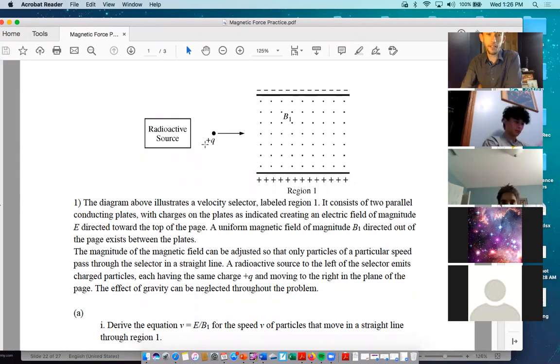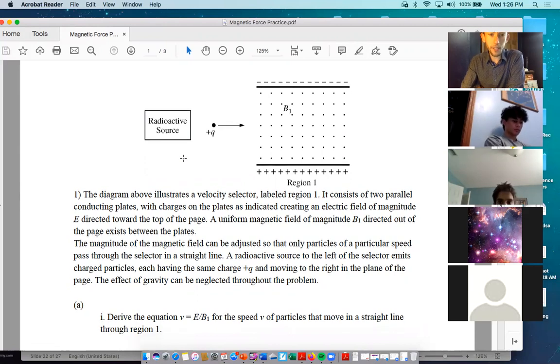Okay, so we have a charged particle. It's being shot out of this radioactive source with some velocity, and then it enters this region that is called region 1. I have two things happening in region 1, don't I? I have a magnetic field coming out of the page towards me. That's what those little dots represent. And then I'm also going to have an electric field.